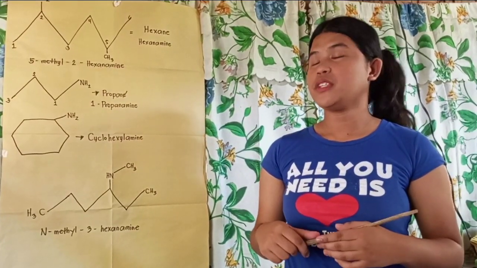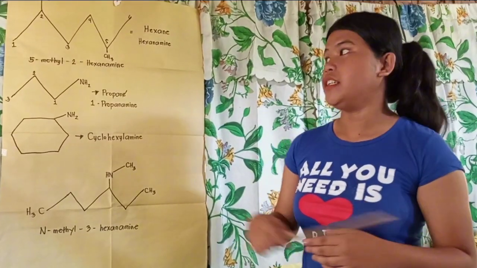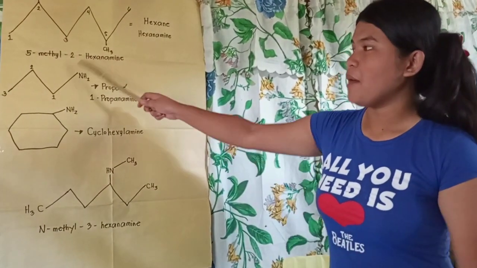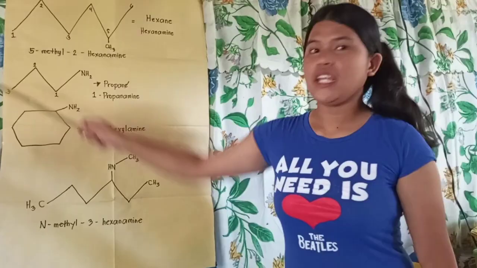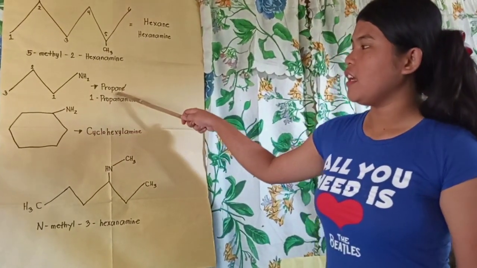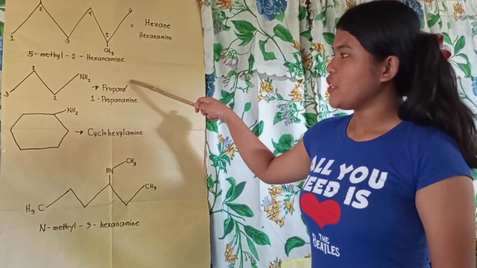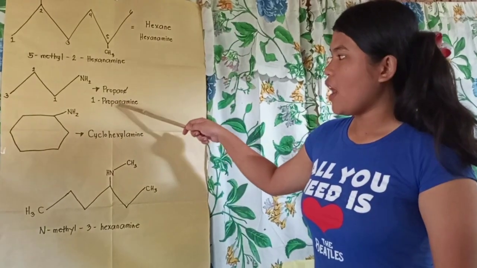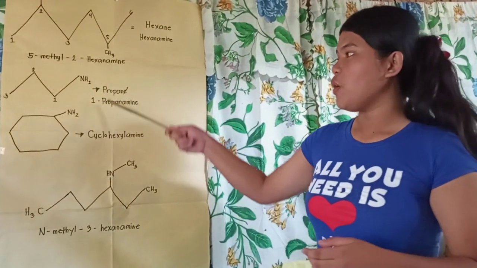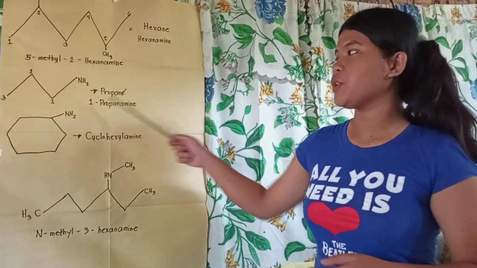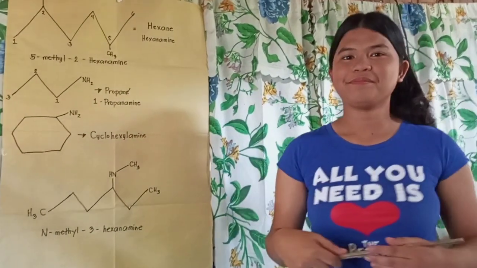So we will put it in alphabetical order: 5-methyl-2-hexanamine. Example number 2: we have an amine and a 1, 2, 3 longest chain. Since it is 3, we have propane, and we should eliminate the E and add amine. So propanamine. And since 1 belongs to the amine, we name it 1-propanamine.